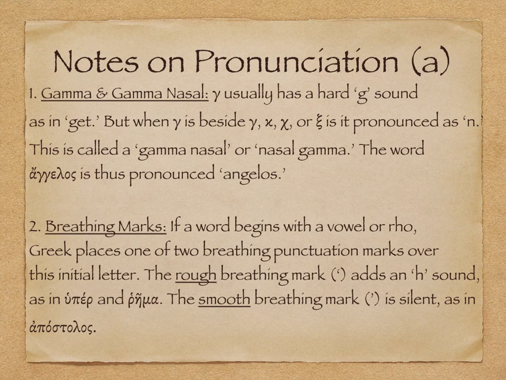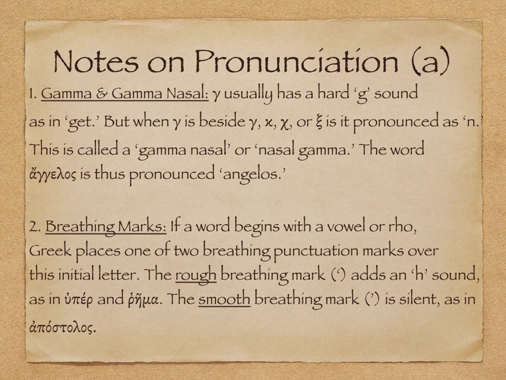First, the gamma and the gamma nasal. The letter gamma usually has a hard G sound, as in get, but when gamma is beside another gamma, kappa, chi, or xi, it's pronounced as N. This is called a gamma nasal or nasal gamma. So here's an example. You see the two gammas there in angelos. It's pronounced angelos, not aggelos, but angelos. Gamma with another gamma, a kappa, chi, or xi, and we have the N sound, angelos.